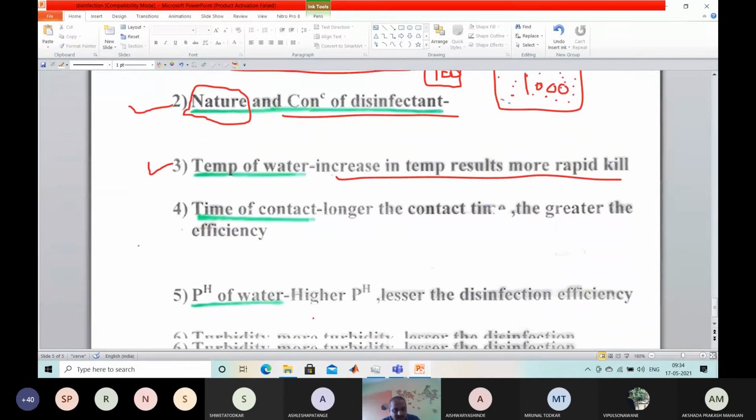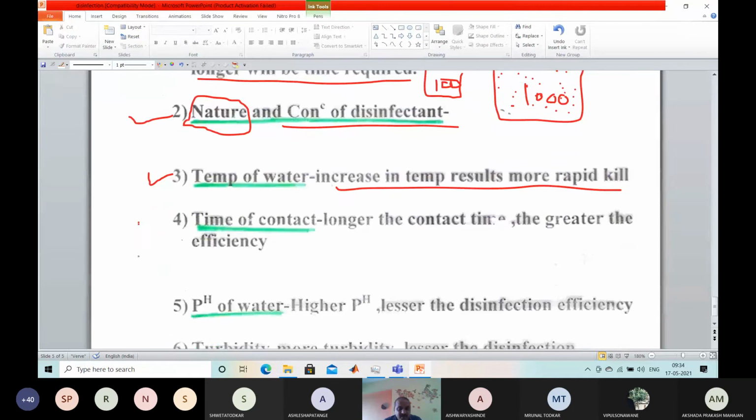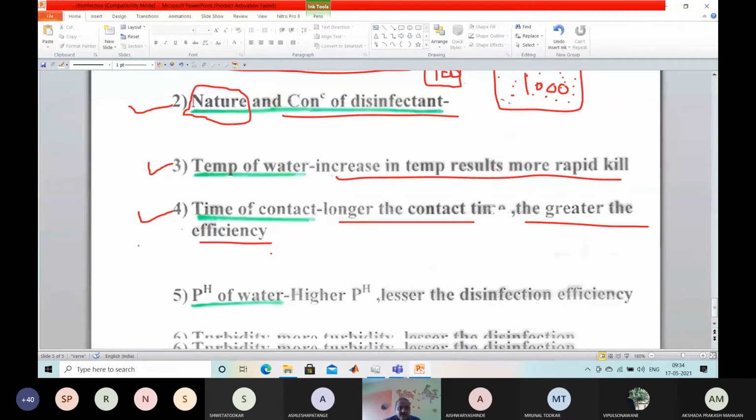The fourth parameter which is affecting the disinfection is the time of contact. The longer the contact time, the greater the efficiency. That is the time of contact.